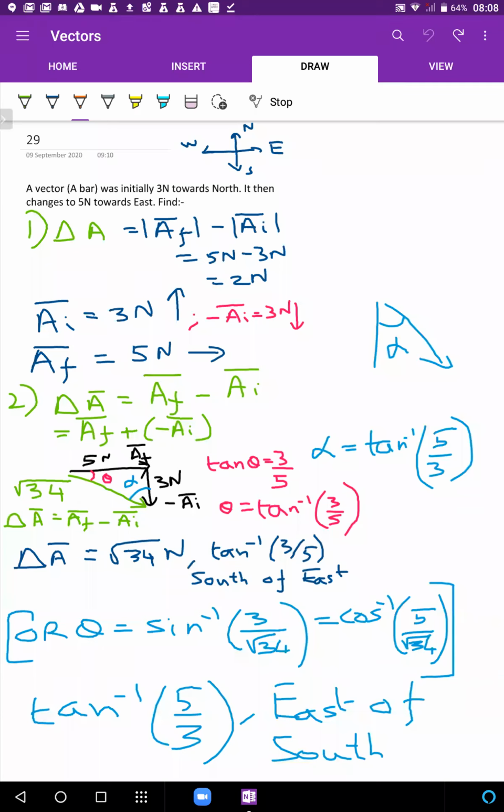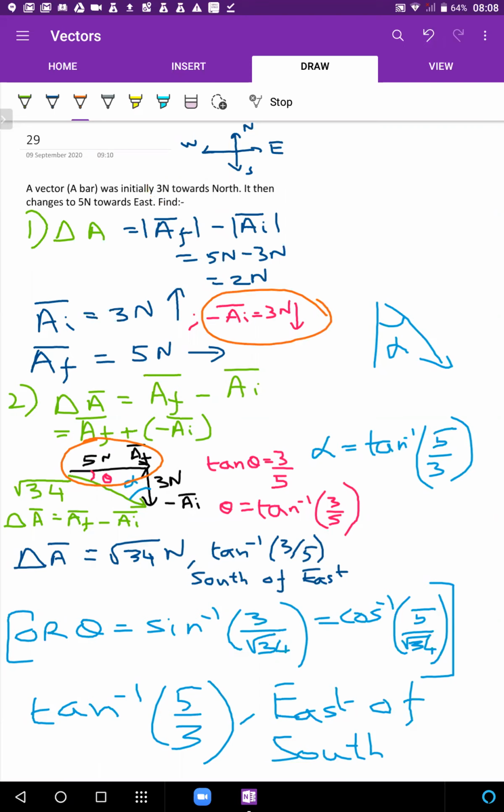The change in the vector itself is going to be the final vector minus the initial vector. So our final vector was 5 towards east, as it is drawn. Our initial vector was 3 towards north, right? So to find the change, I have to subtract the initial vector. That means instead of adding A initial, add minus A initial, so 3 Newton towards south has to be added.